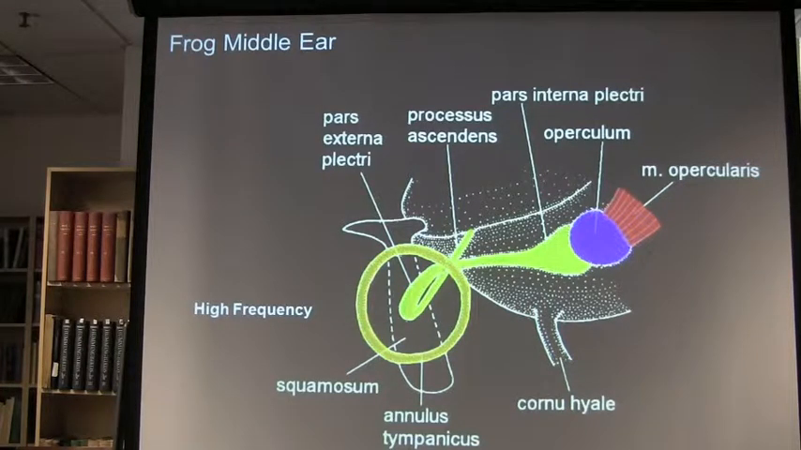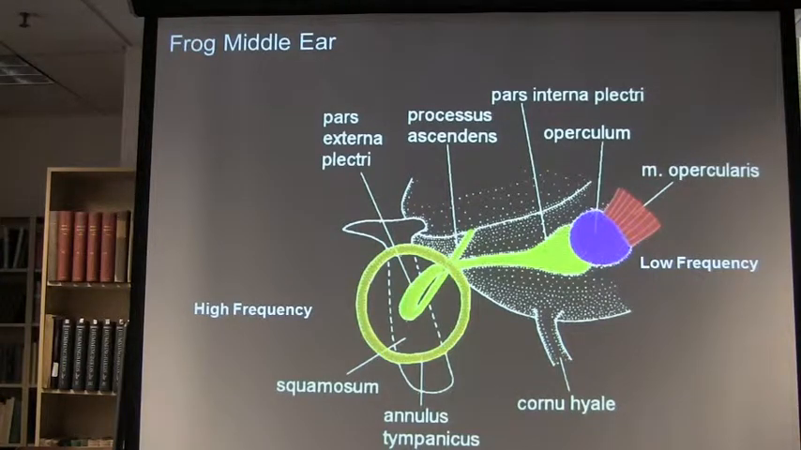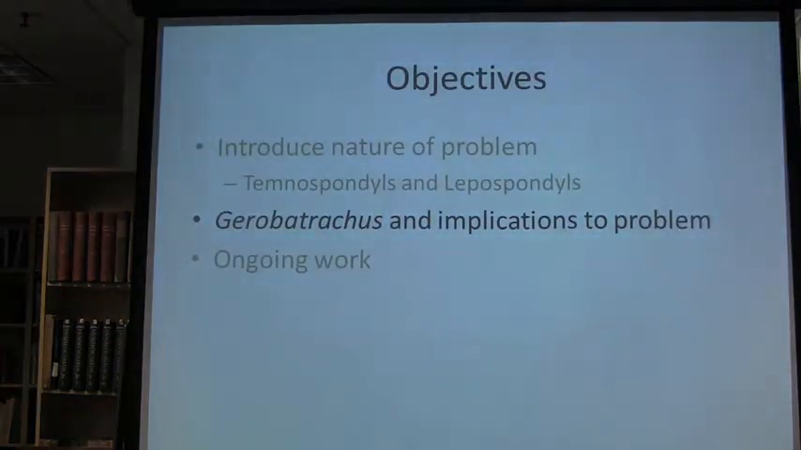Experimental work has suggested that these two different sound systems break apart high-frequency auditory sounds, calls of frogs, versus low-frequency or environmental sounds that are being transmitted to the inner ear via vibrations picked up through the limbs. So that's the background.